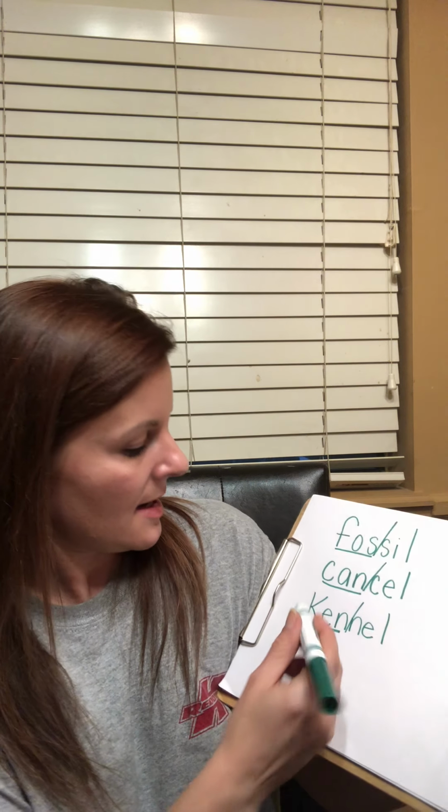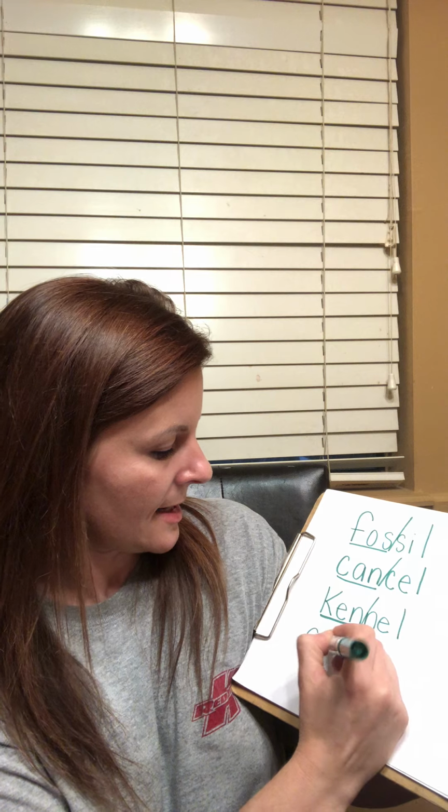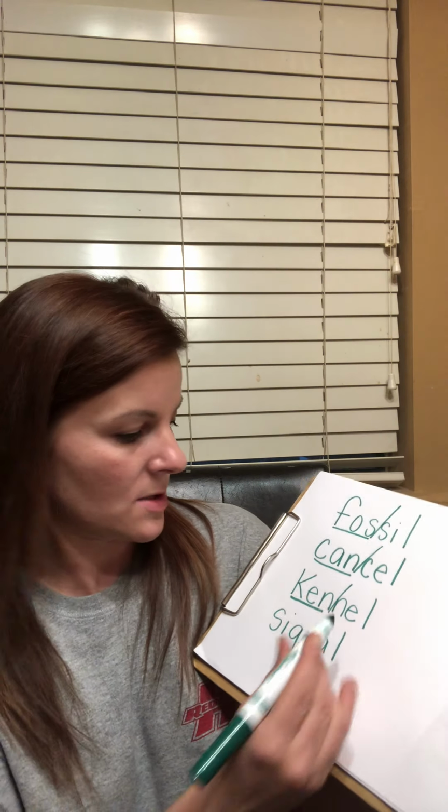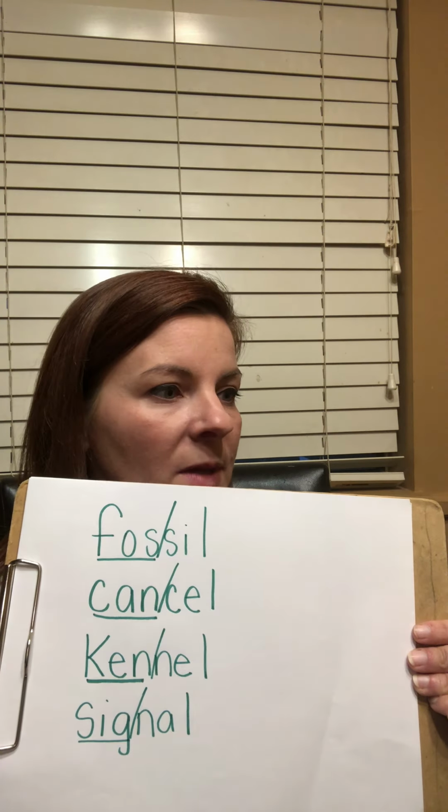Okay. Now let's do signal. Signal. I gave a signal that I understood the lesson. I did a signal. That might be a thumbs up. Signal. Okay. That is S-I-G-N-A-L. Divide your syllables and underline the accented syllable. Again, we have those two consonants right there, so we divide right there, and this is the accented syllable, the first syllable. Signal. Okay.